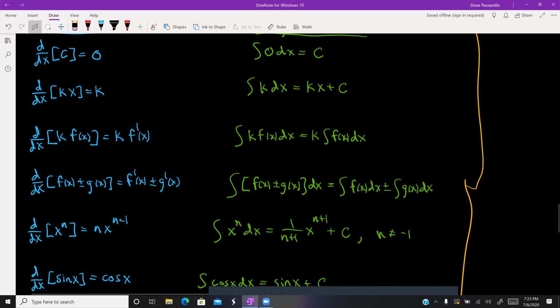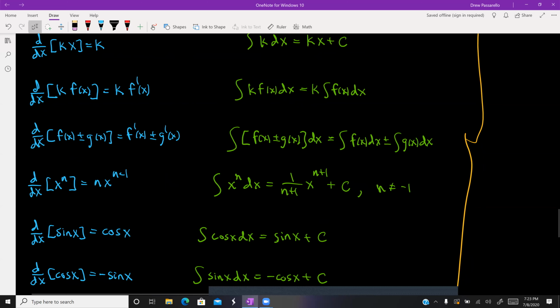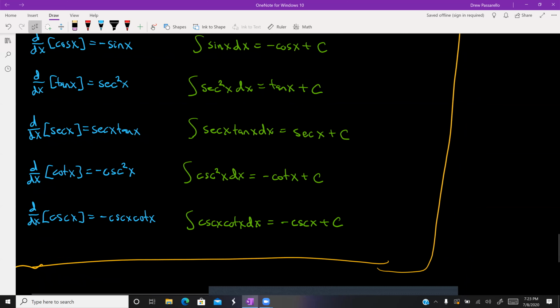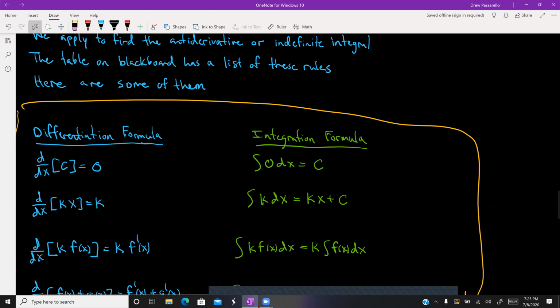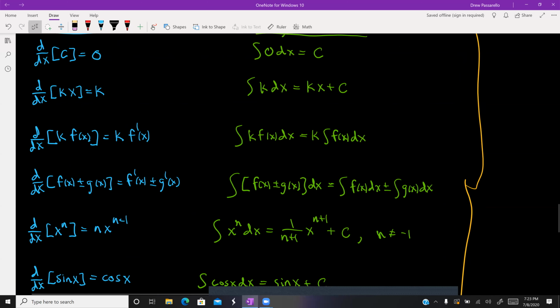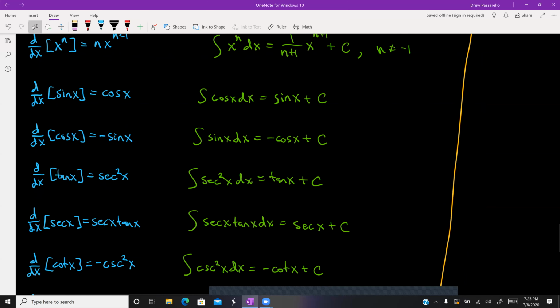All right, and these are just the rules. If you want to pause the video, you can write these down. These are in the textbook. In the following videos, I will be going over these rules, and it's a matter of just referencing them. The pattern is that the right side is similar to being the reverse of what you have on the left side.